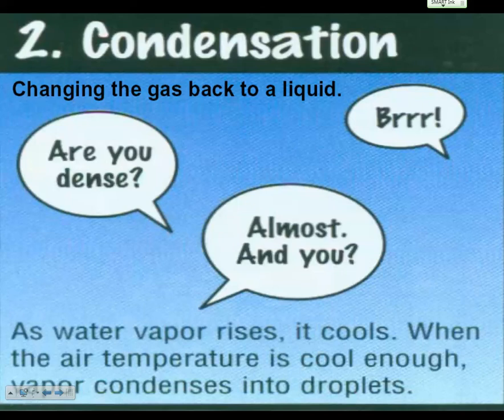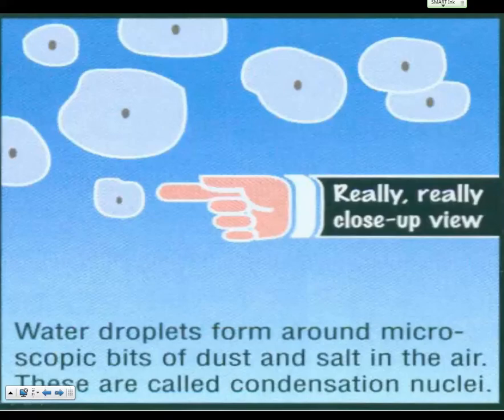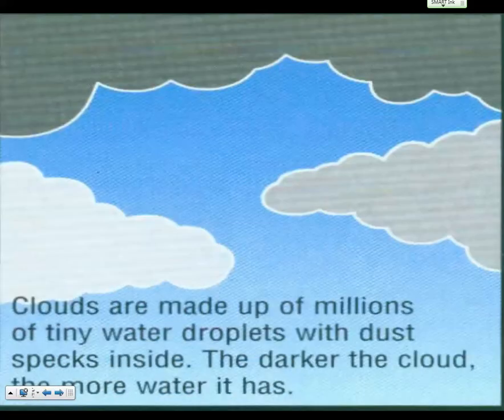Step 2, condensation. Changing the gas back to a liquid. As water vapor rises, it cools. When the air temperature is cool enough, vapor condenses into droplets. And don't forget those small condensation nuclei like dust and salt in the air. They're always needed. Clouds are made up of millions of tiny water droplets with dust specks inside. The darker the cloud, the more water it has. And it's not because of the pollution in the cloud. It's because it's getting thicker and thicker and blocking out sunlight from above it. That's why those really big storm clouds are so dark.